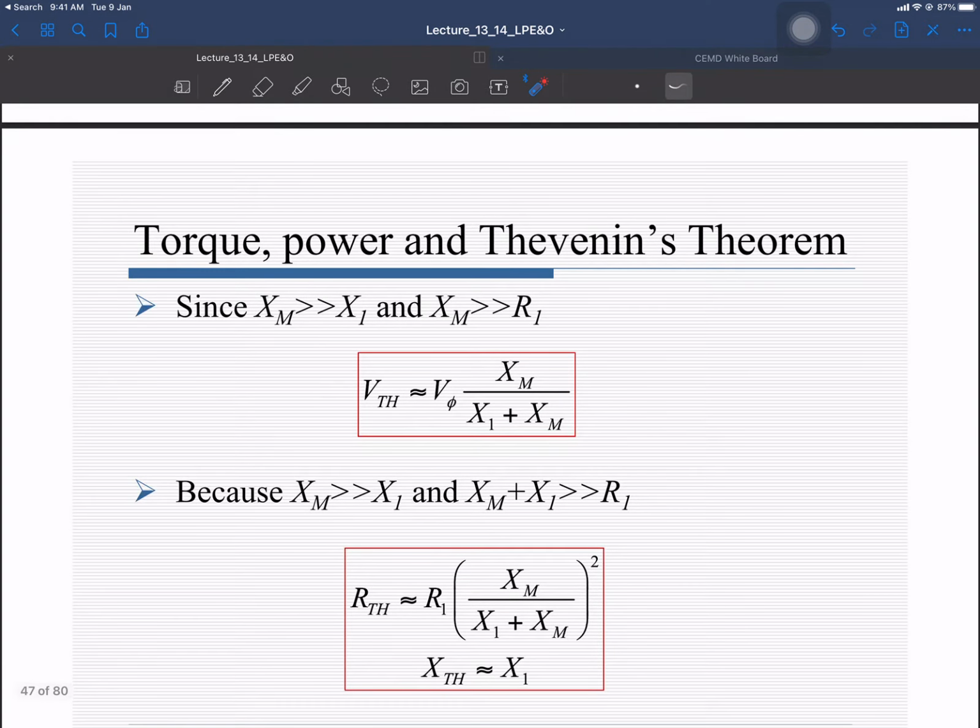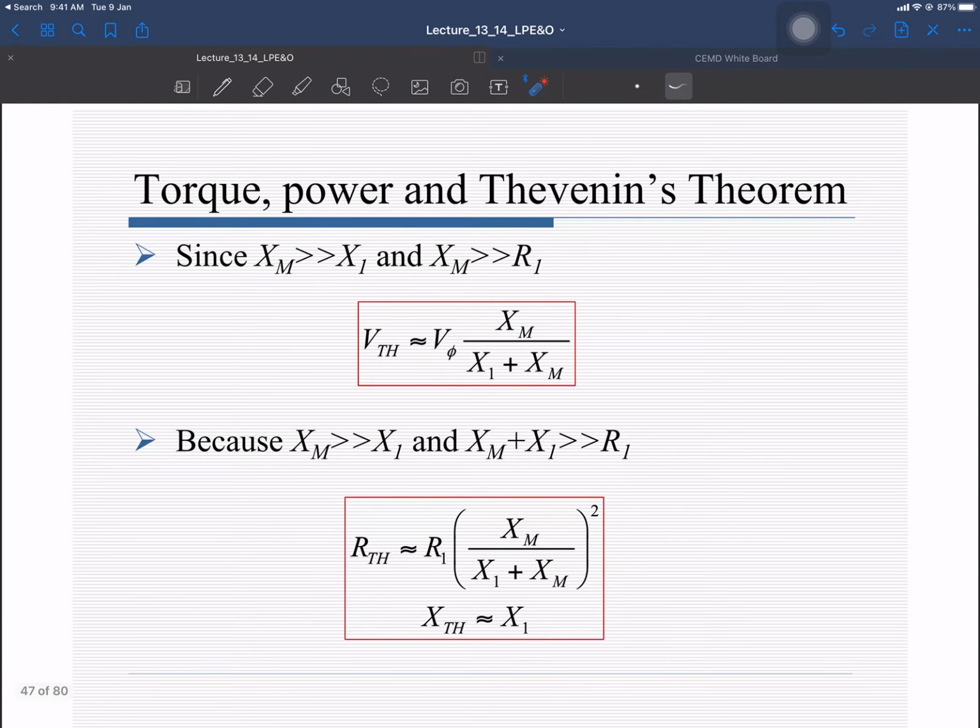Now some approximations that I discussed earlier for the simplification of the Thevenin voltage expression. Consider that Xm is quite large as compared to X1, and that is the case because this is the magnetization reactance, and this is the leakage reactance of the stator side. So Xm will be quite large as compared to X1, and Xm will be quite large as compared to R1 as well, because R1 is the resistance of the copper winding on the stator side, and that should be as small as possible to minimize the copper losses.